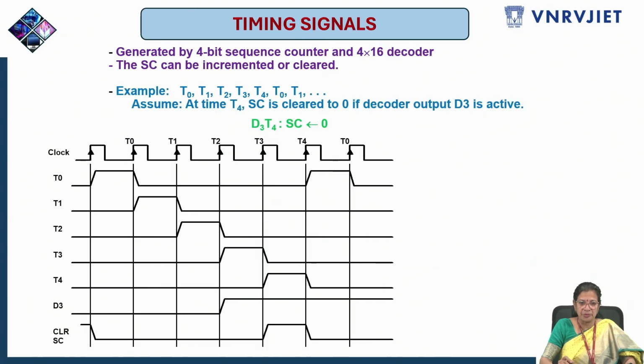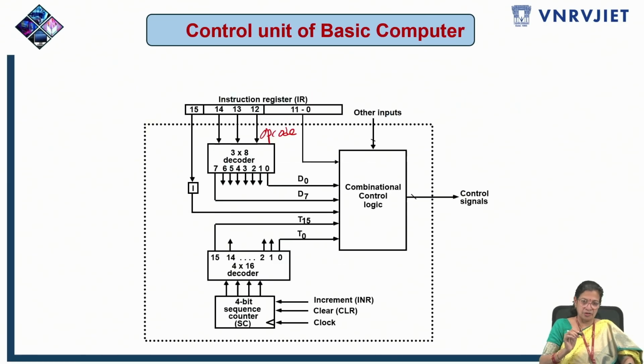And if you look at the timing signals, these are all the timing signals. So timing signals are generated by the 4-bit sequence counter and the 4 by 16 decoder. So for every clock, it will be generating a next count. So starting count will be, it's a 4-bit sequence counter, so first count will be 4 zeros. For the next clock, it will generate 0001. So like that, for every clock, it will be incremented and will be reaching the 16th clock, right?